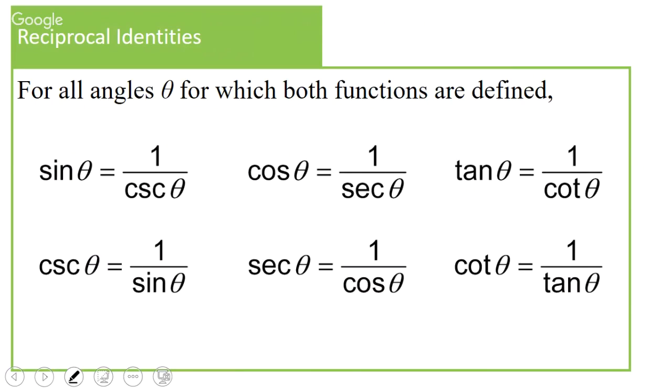So here are your reciprocal identities. Sine is reciprocal cosecant, cosine is reciprocal secant, tangent is reciprocal cotangent. You need to know these, memorize them. We will be using them now to the end of the semester and beyond.